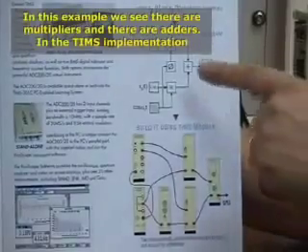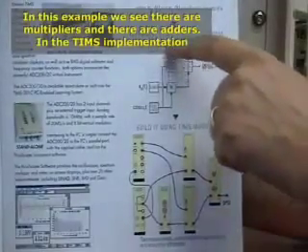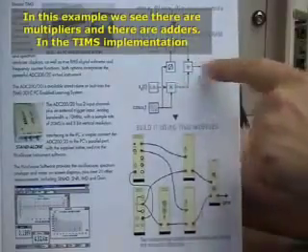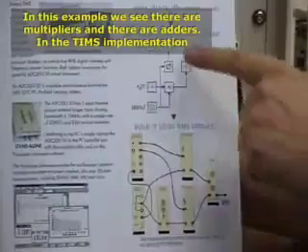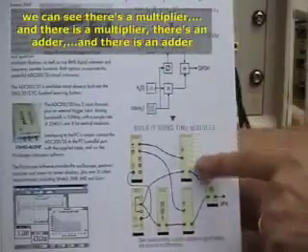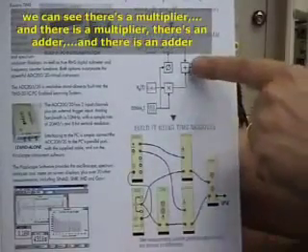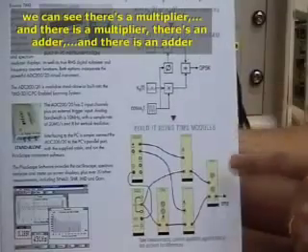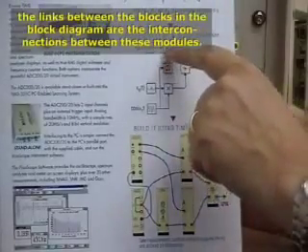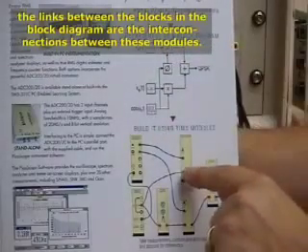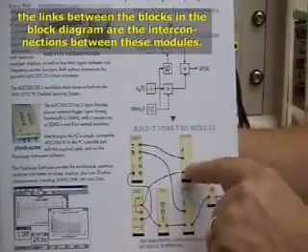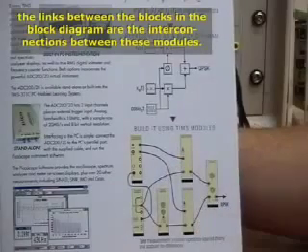In this example, we see there are multipliers and there are adders. In the TIMS implementation, we can see there's a multiplier and there is a multiplier. There's an adder and there is an adder. And the links between the blocks in the block diagram are actually the interconnections between these TIMS modules.